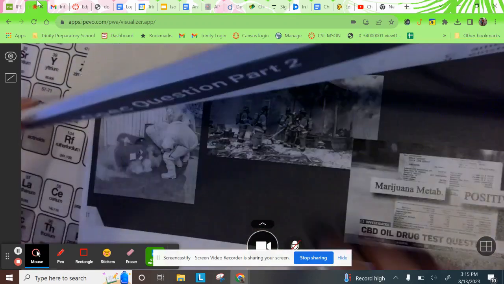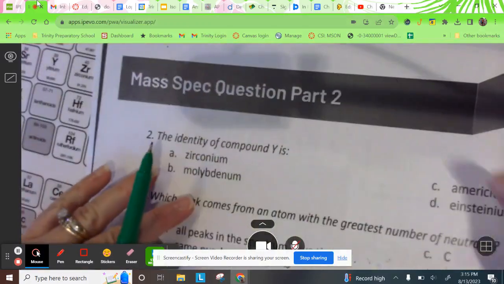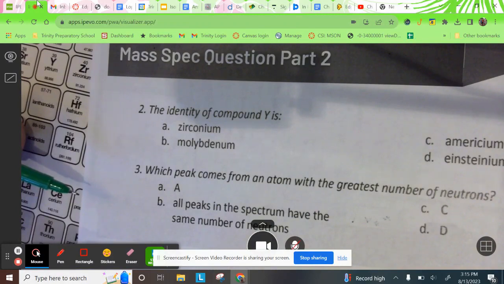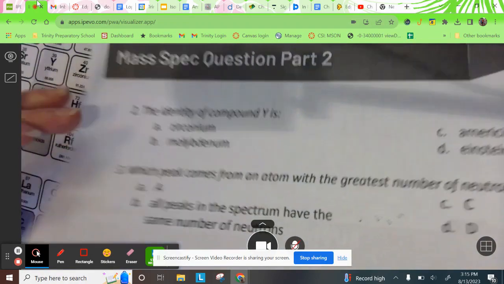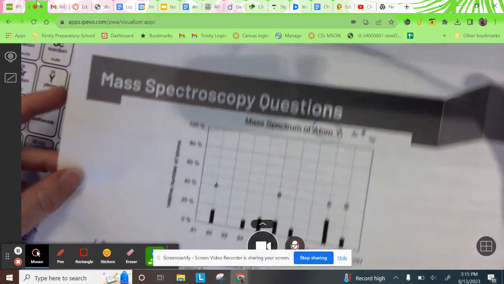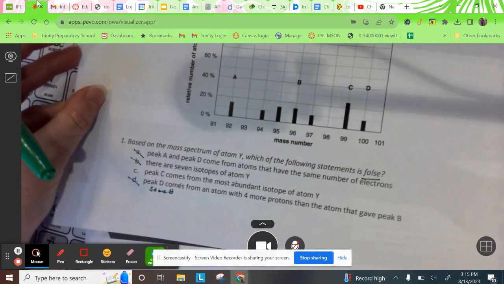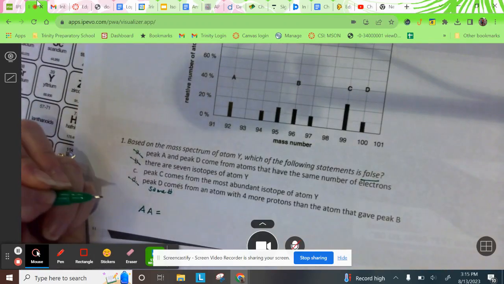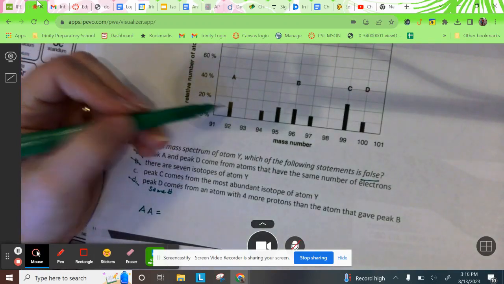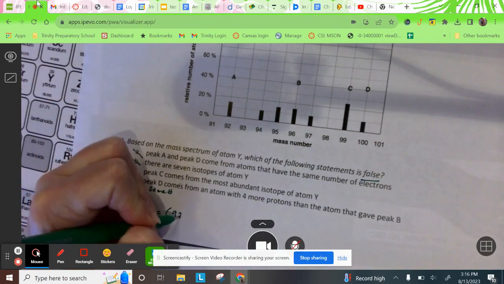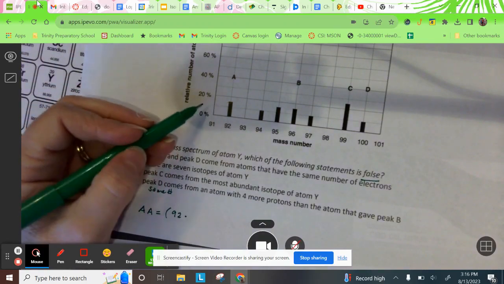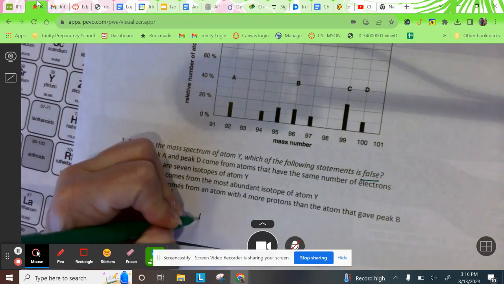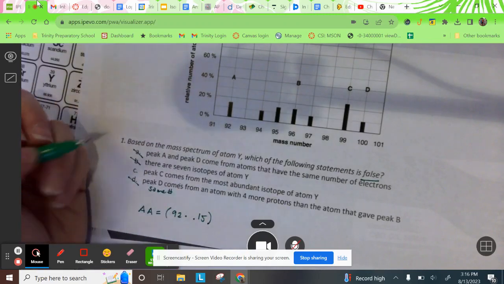Okay, here's another thing they could ask you. Instead of just asking you to look at the graph, they could ask you to identify who compound Y is. So if you remember, this is where we have to do the actual calculation. So I'm going to push this up a little bit so we have a little room here. But remember, average atomic mass is equal to, and we're going to put the mass. So we have 92 times the abundance, but we're going to make that a percent. And I have this as about 15%, so 0.15, because it's hard to tell.